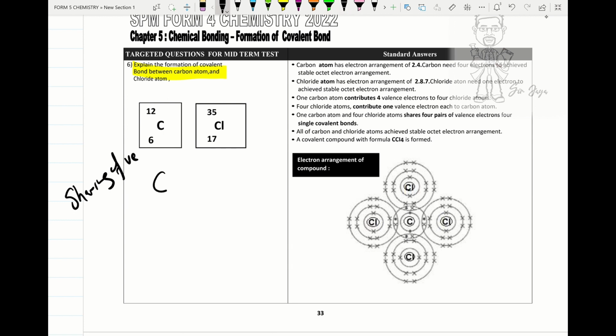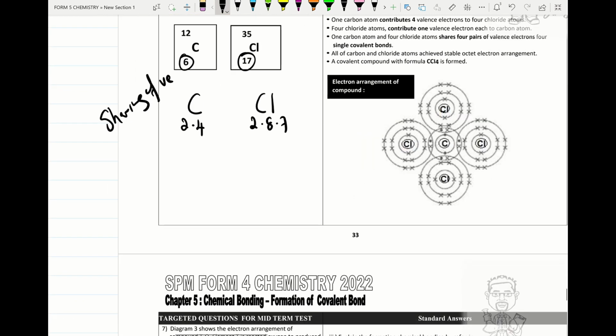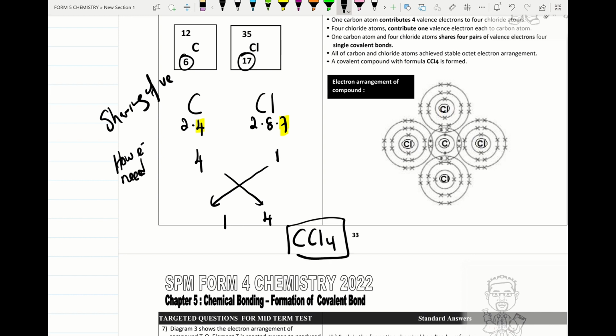How do they form chemical bonding? Via sharing valence electron. We try to check the formula. For carbon, we take the proton number and do the electron arrangement 2.4. And we check chlorine, which has proton number 17, 2.8.7. We ask the question, how many electrons are needed to achieve octet? Carbon has 4 valence electrons and needs 4 more electrons to achieve octet. Chlorine has 7 valence electrons and needs 1 more electron to achieve octet, and we do crossing. Bring the 4 here, 1 here. The formula will be CCl4.